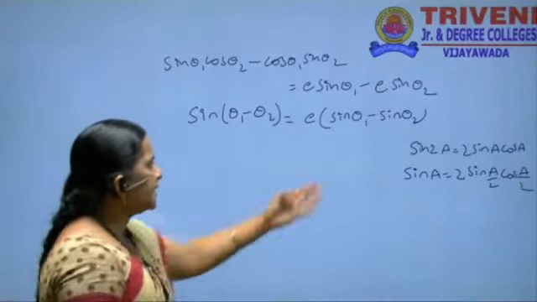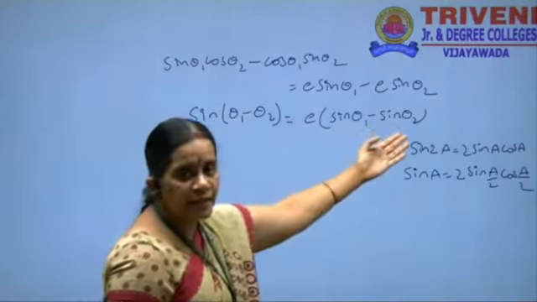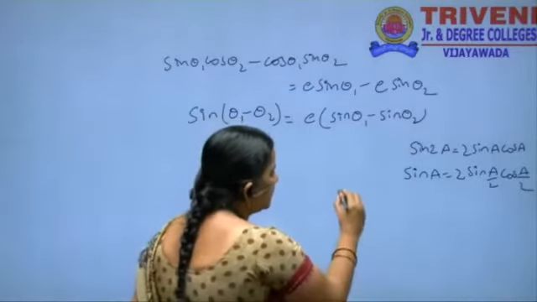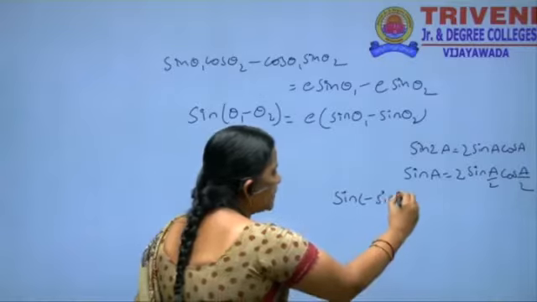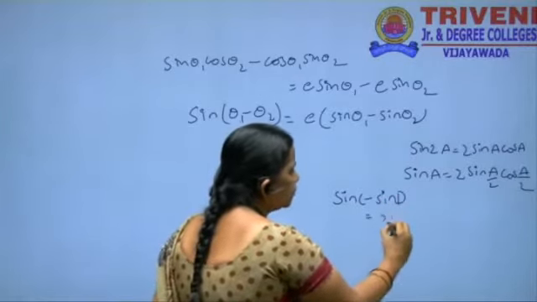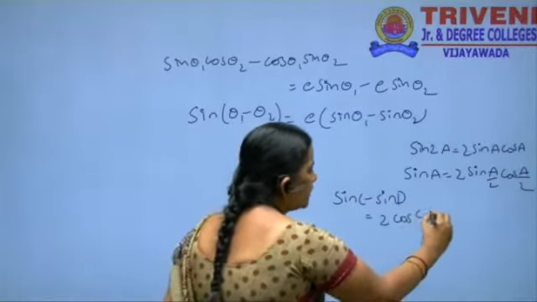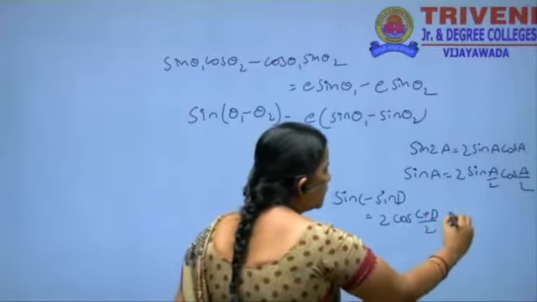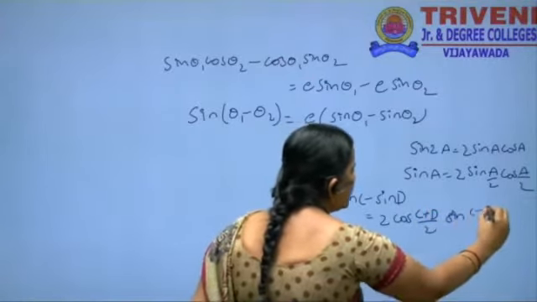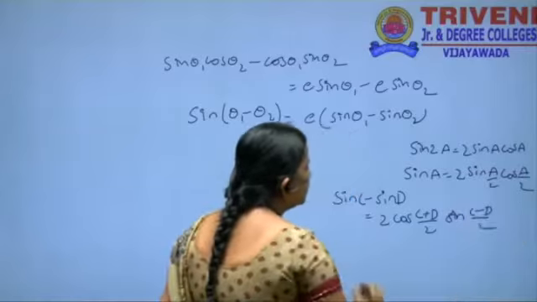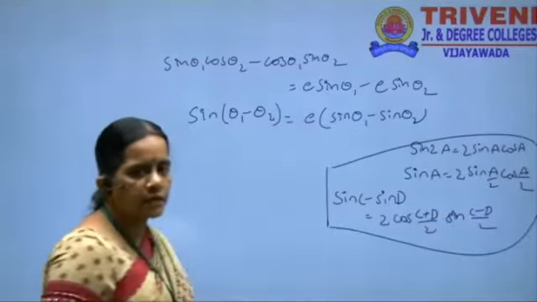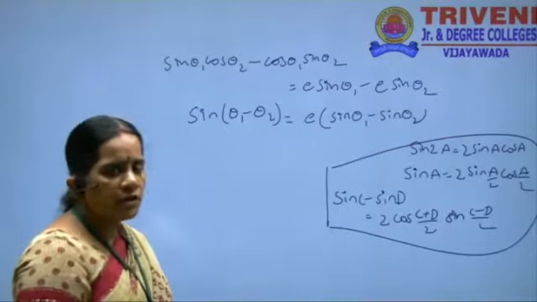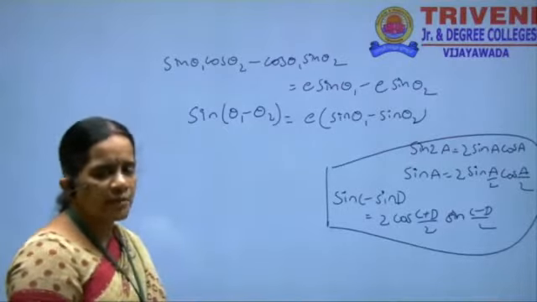And again here it is sin c minus sin d. Sin c minus sin d is the transformations formula. Sin c minus sin d is equal to 2 cos c plus d by 2 into sin c minus d by 2. These two formulas we have to use here. This is in the first year trigonometry.